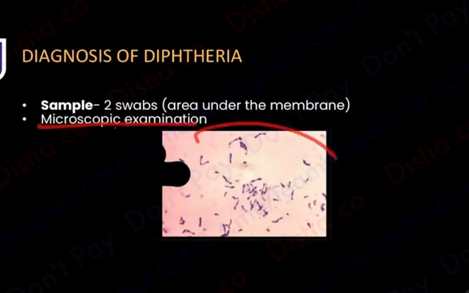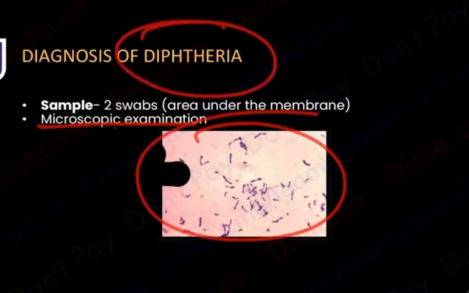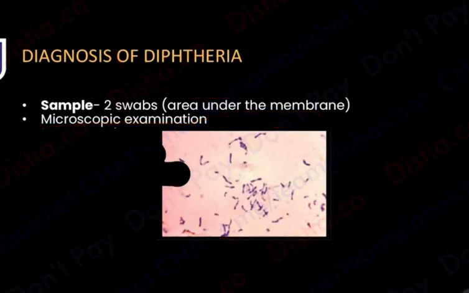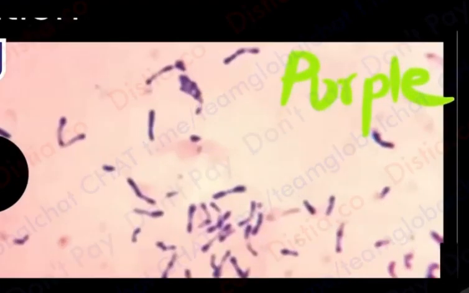And what do you see under the microscope? Firstly, diphtheria, McDonald mnemonic, gram positive. Gram positive bacilli means it's going to be purple. Yes, it is. And it's a little different. It's showing you lots of letters.